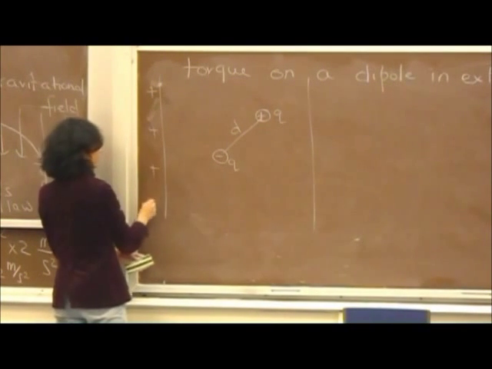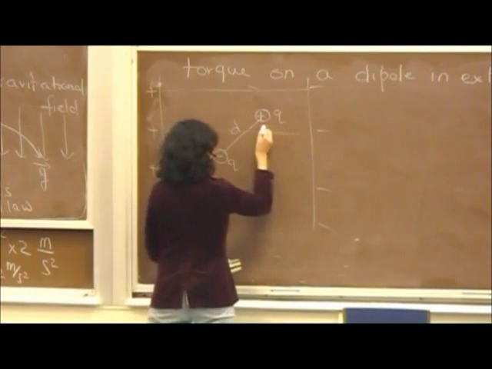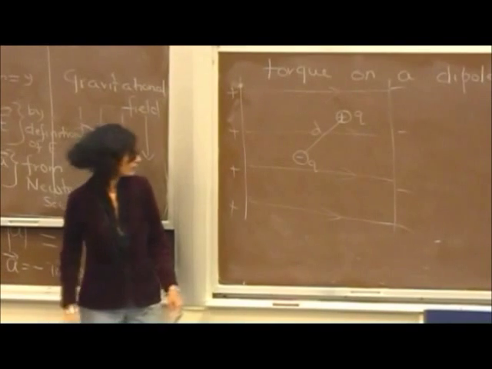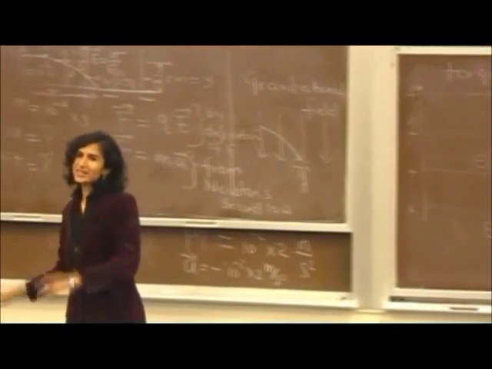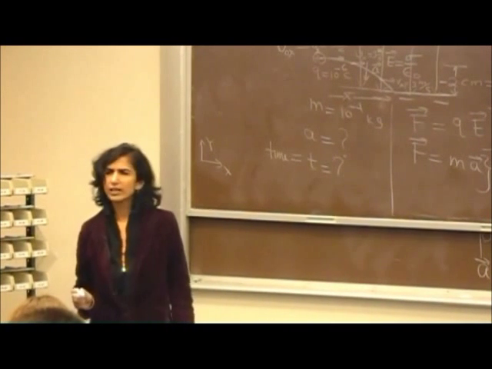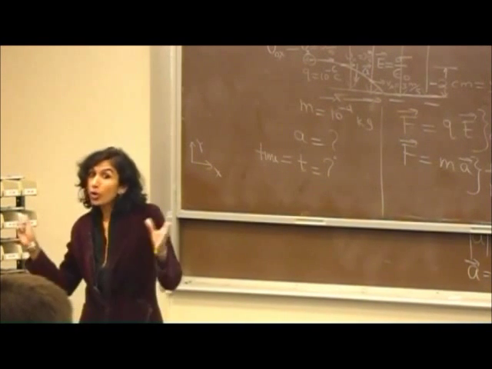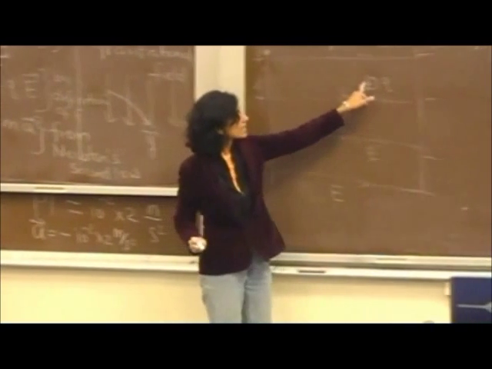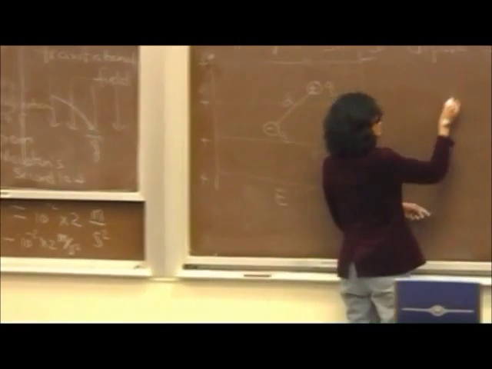So maybe this could be positively charged plate. This could be negatively charged plate. Hey, now this dipole is in a uniform external electric field. Is everybody agreeing that this dipole now is in a uniform external electric field? Now, the first question that we want to think about is, does this dipole feel a force due to this electric field or not? Let's think about it. The whole dipole overall, does it feel a force or not? Let's think about it slowly. Which way is the force on the positive charge that forms the dipole? Remember, F is equal to QE, right?